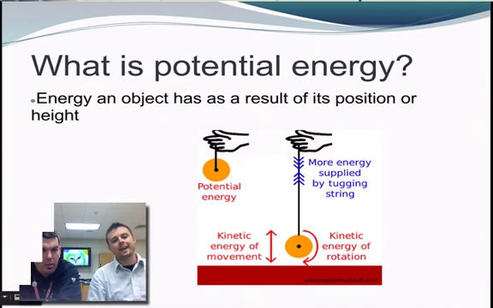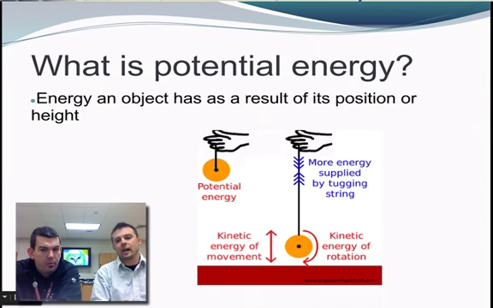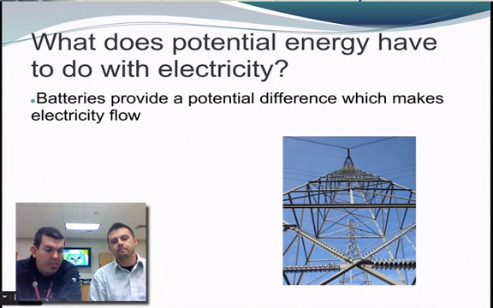Potential energy is any energy that an object has as a result of where it is in relationship to where it's going to be. And we'll talk a little bit more about voltage in a circuit. Basically, batteries and how those sources of energy work is by providing a potential difference, which makes the electricity flow.